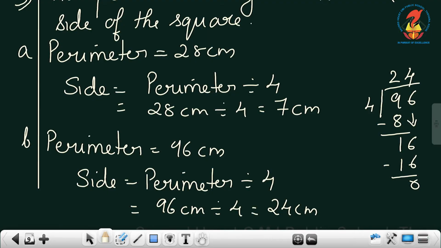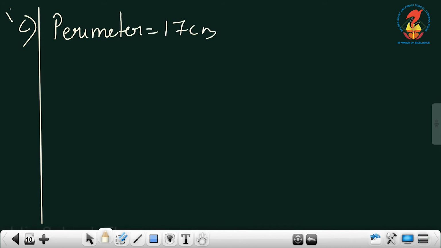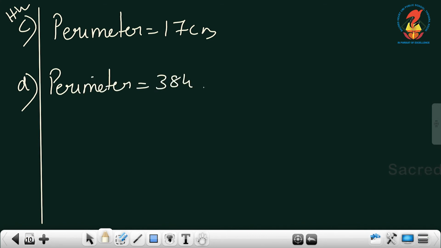Okay. Shall we do some bigger questions? Question C. Perimeter is 172 centimeter. Children, this you can do it as homework. Question D. Perimeter equal to 384 centimeter. This I will show you.